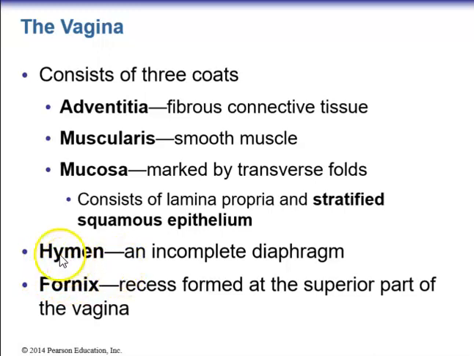Other structures within the vagina, we have fornices or a fornix. The fornix is basically a recess formed at the superior part of the vagina. So basically it's that space that surrounds the cervix at the superior part of the vagina.